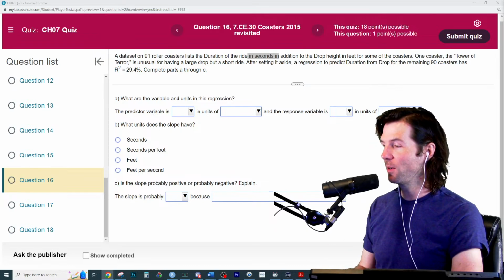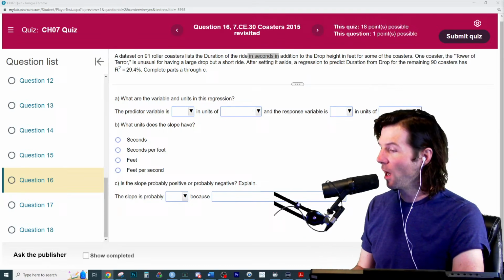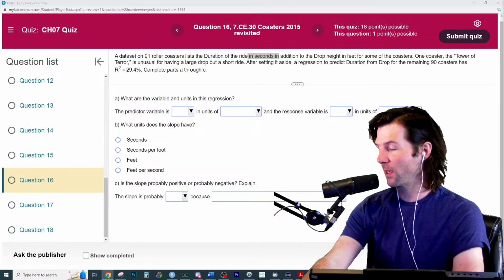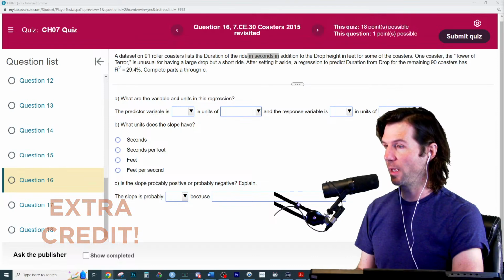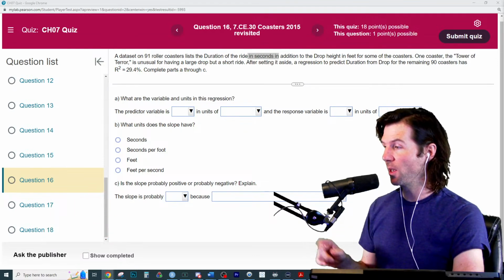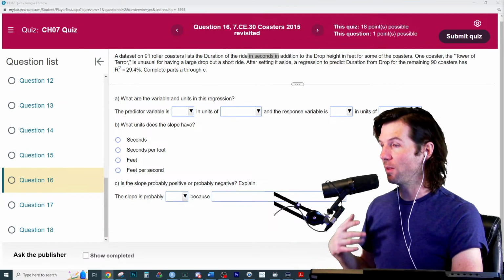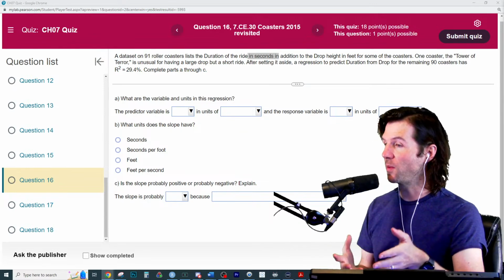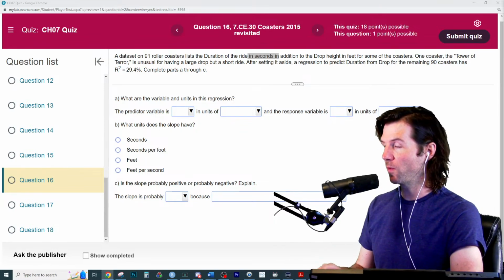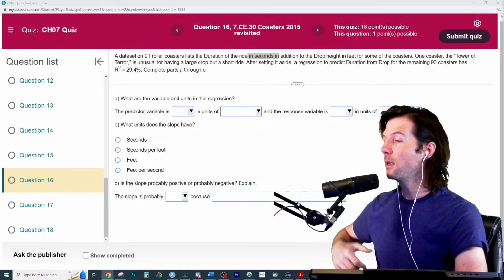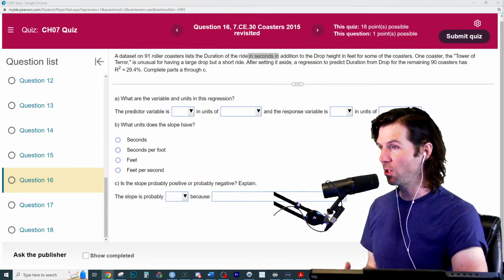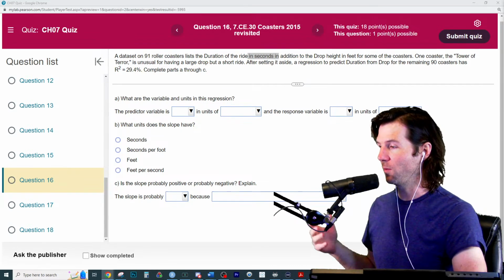If you're watching this right now, try to fill in 29% of the variation in the length of the ride. Oh, good job, Jesse, right there. But remember, 29.4% of the variation in length of the ride can be explained by the variation in the drop of the ride, the drop in feet of the ride. Does that make sense? 29.4% of the variation in length of a ride in seconds can be explained by the variation in the drop of a ride in feet.